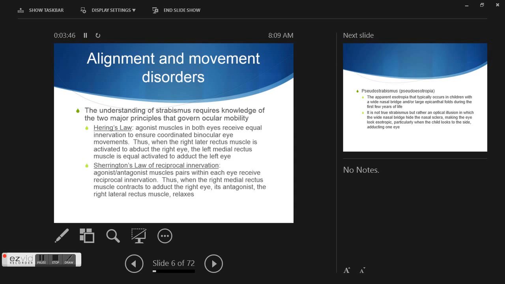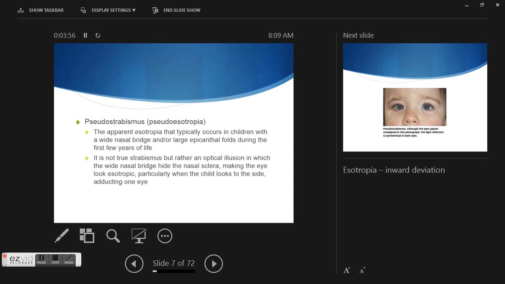Does everyone get that? Okay. It took me a while, so yeah. So it's basically you're getting like a conjugate gaze. So there's two different laws that kind of govern that principle.